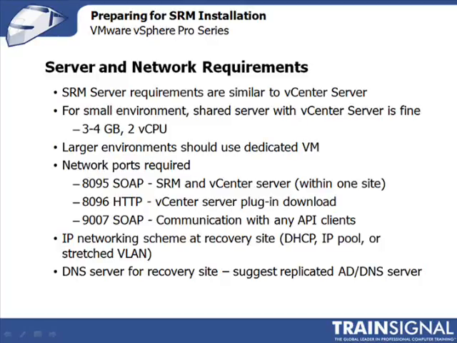You'll also need some network ports opened up between the various components of SRM. In between the SRM server and the vCenter server, within one site, you'll want to make sure that you have port 8095 open for SOAP communication between those two. The vCenter server plugin download also needs to be available, and there's a port for that which is 8096. That's just HTTP traffic going over that. Allows you to download the plugin to install within your vSphere client. Communication between API clients within SRM also uses a port 9007. That's the SOAP protocol talking over it.